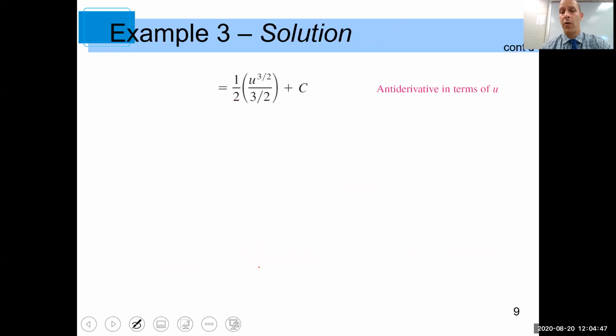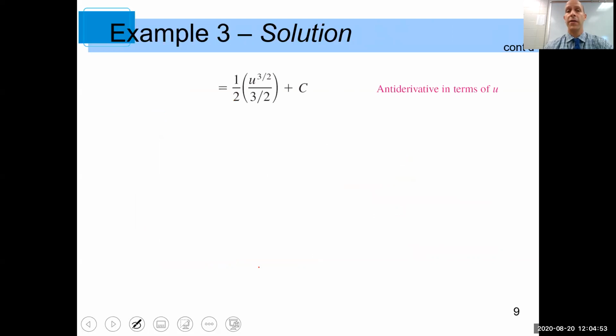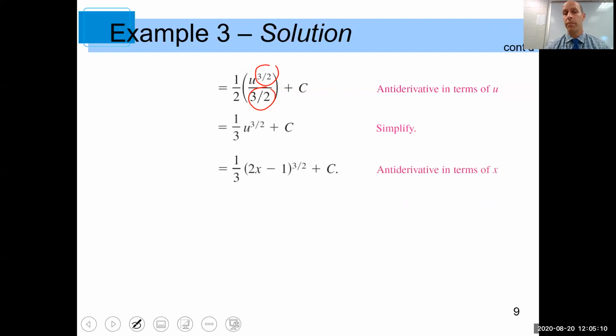Now we just use our power rule. So when I take the exponent 1/2 plus 1, that's going to give us 3/2. So there's our new exponent. We have to then divide by that. We clean this up a little bit and we get our almost final answer, 1/3 u to the 3/2 plus c. But don't forget we need to change the u back to the original u value, which was 2x minus 1. This is our final answer.